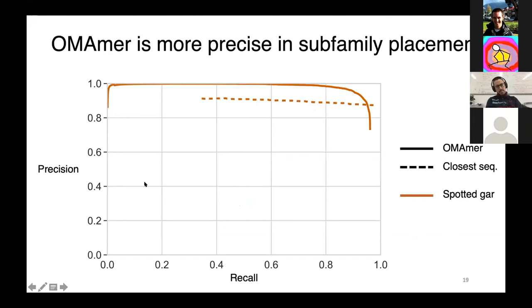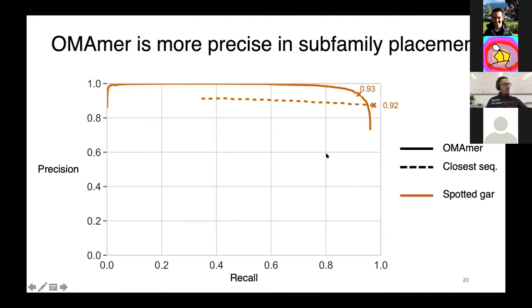And so this is a precision recall curve. The first thing you can observe is that Omamere makes very precise assignments. This is because when you vary the score threshold in Omamere, you actually make assignments to more or less specific families. By contrast, the closest sequence is always bound to the same subfamily. So then we also compared the accuracy, so the trade-off between precision and recall. And this is usually equivalent between both approaches.